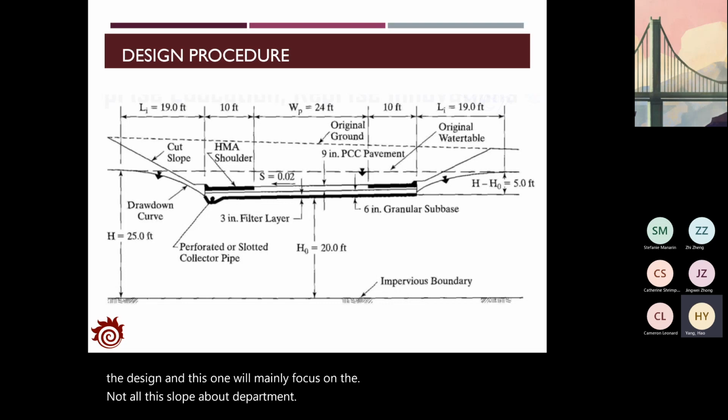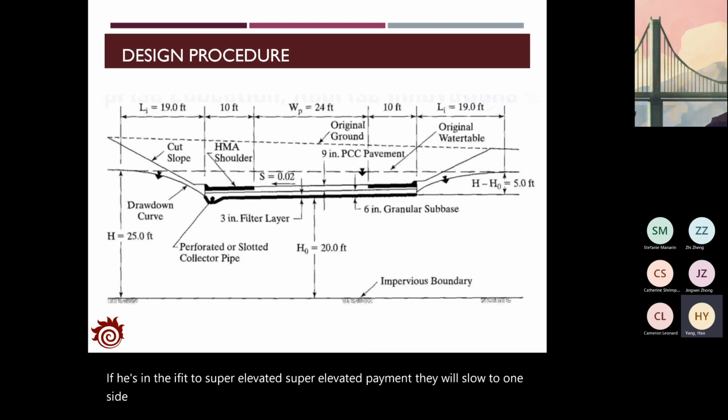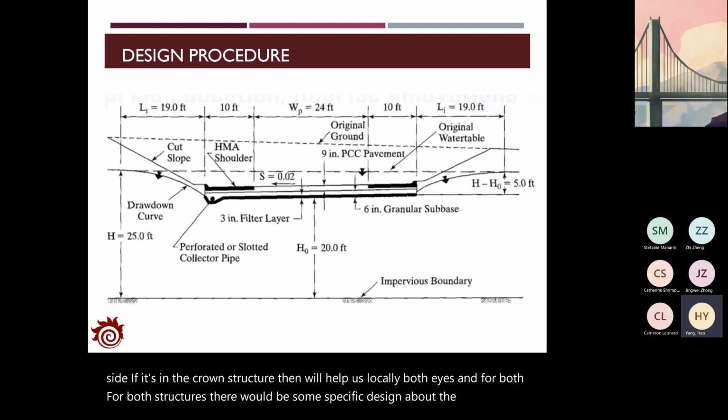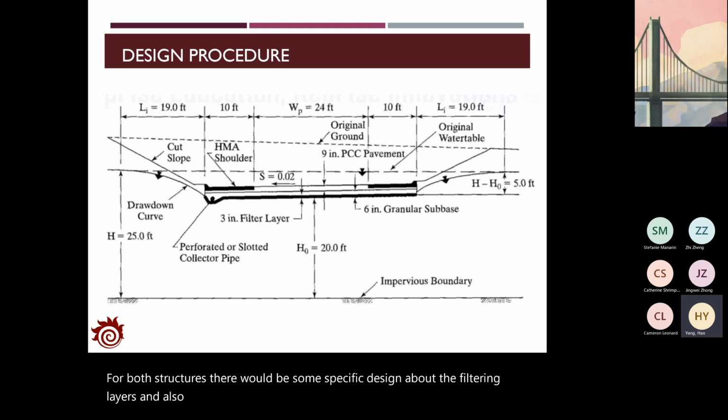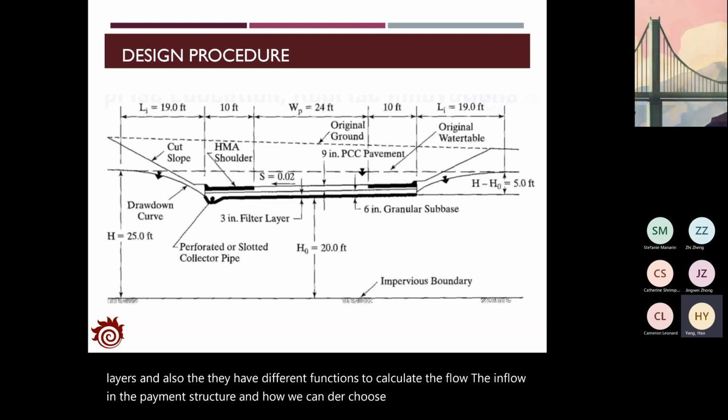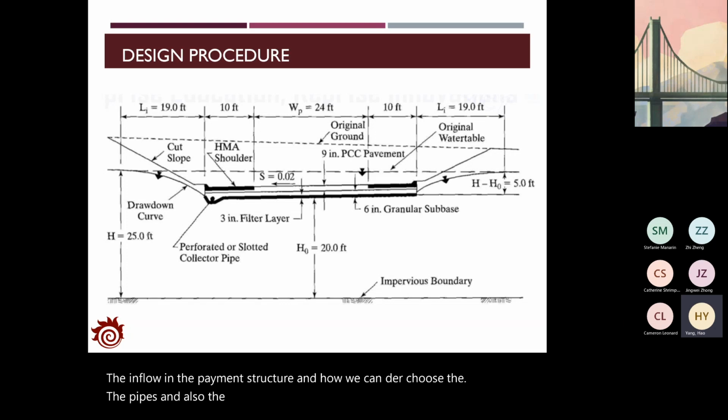If it's a super elevated pavement, then it will slope to one side. If it's in a crown structure, then it will have a slope to both sides. And for both structures, there would be some specific design about the filtering layers, and also they have different functions to calculate the flow, the inflow in the pavement structure, and how we can choose the pipes and also the filtering layers to remove that amount of the inflow.